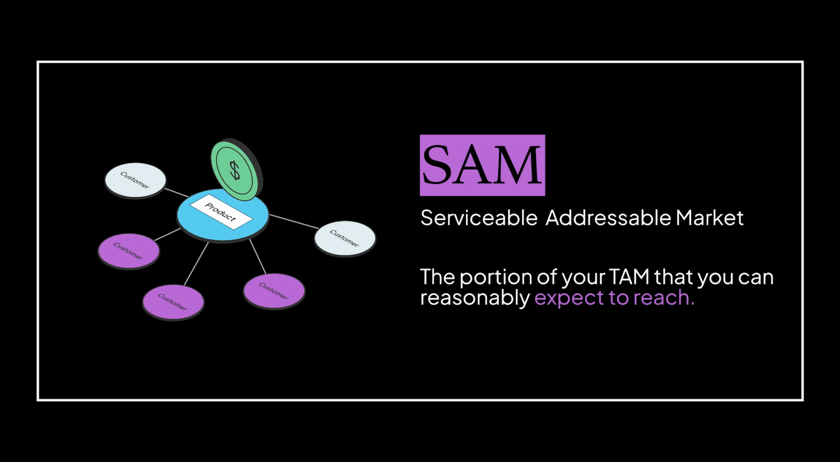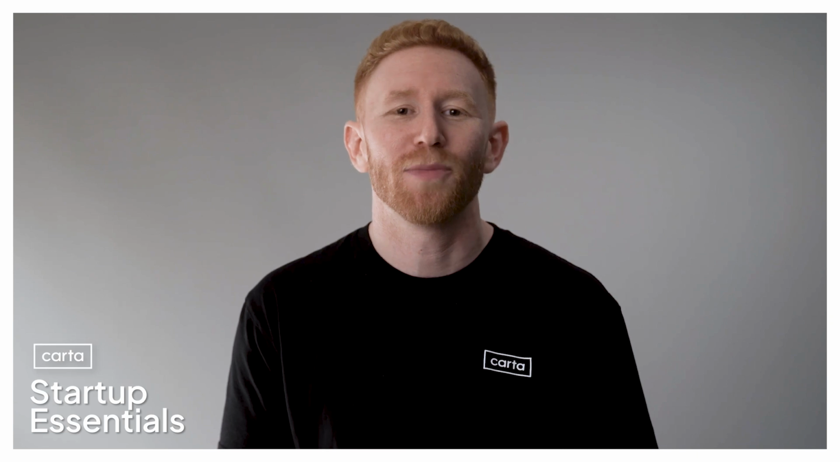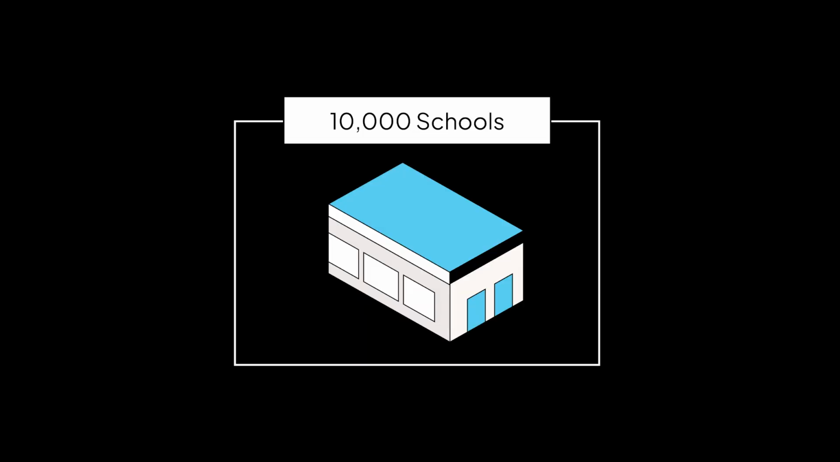In calculating this, you're basically determining what percentage of the total market, or TAM, you can realistically expect to reach with marketing and sales efforts. This depends on a whole bunch of factors like brand recognition, pricing, competitive advantage against other companies in your space, and so on. So if we continue with the same example from before, we've got 10,000 total schools in our TAM, right?